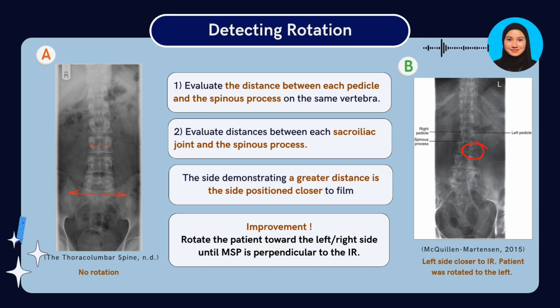Moreover, the distance between the left sacroiliac joint and the spinous process is also greater than the right side, which further confirms that the patient was rotated to the left. For improvement, the patient should be rotated to the right until the mid-sagittal plane (MSP) is perpendicular to the image receptor.